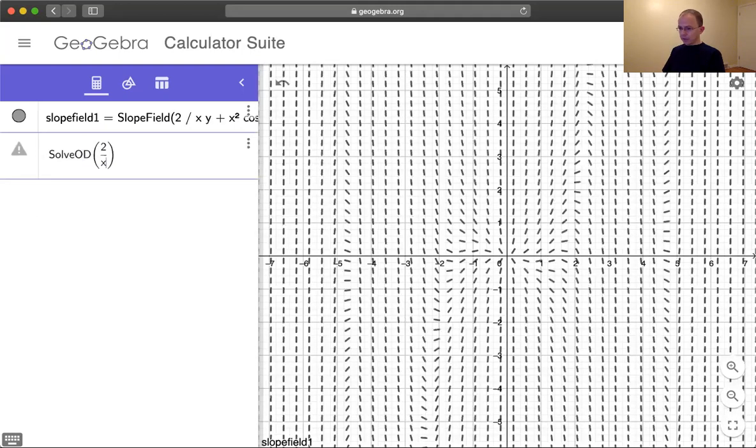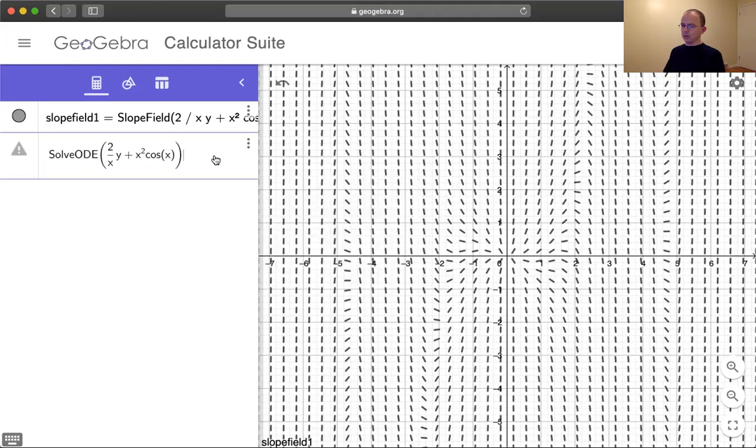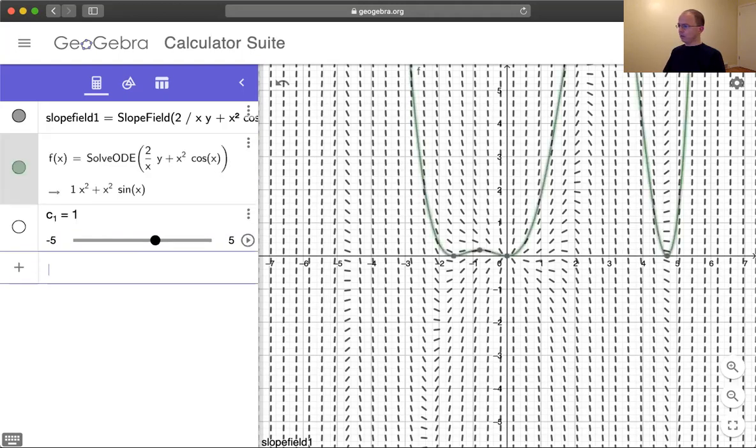2 divided by x times y plus x squared times cosine of x. Oops, solve ODE. Yeah, perfect. Okay, give it some time. And it was able to solve it.